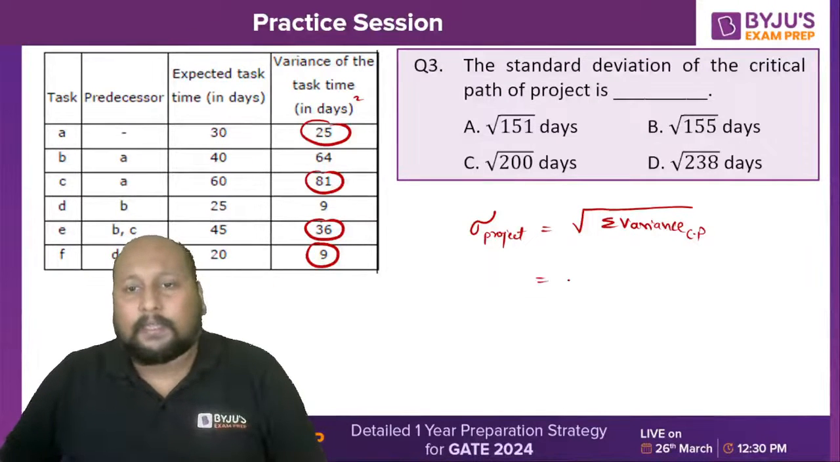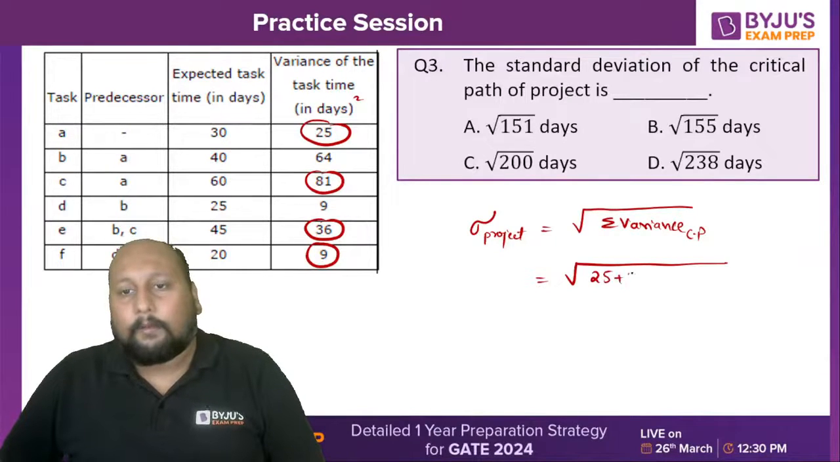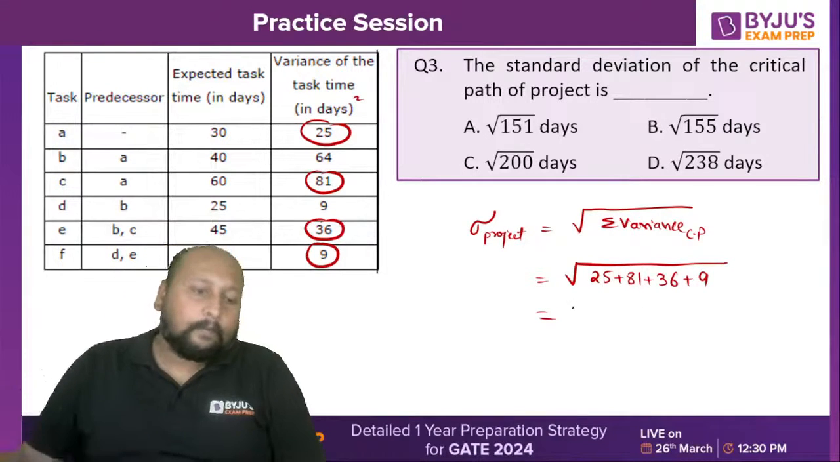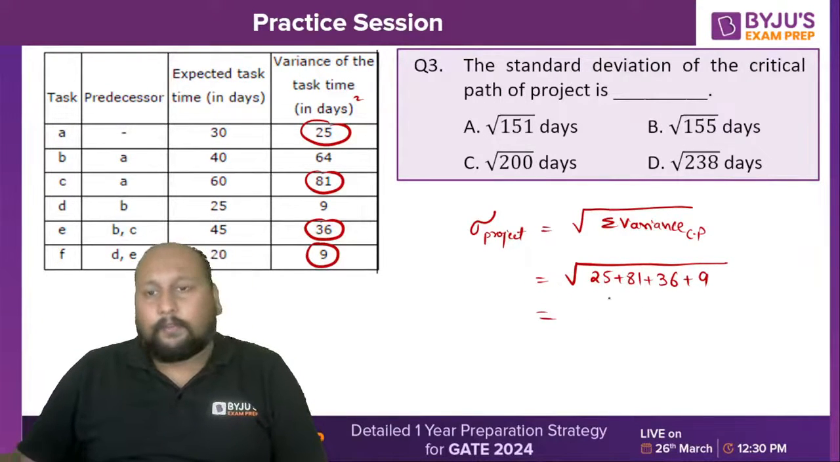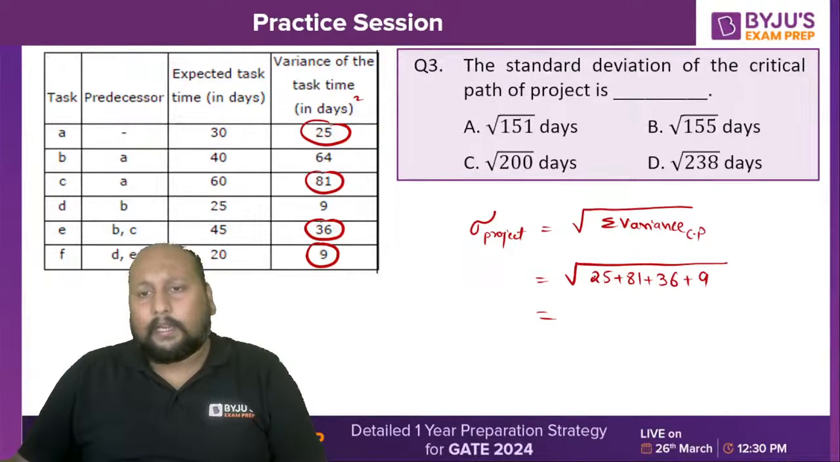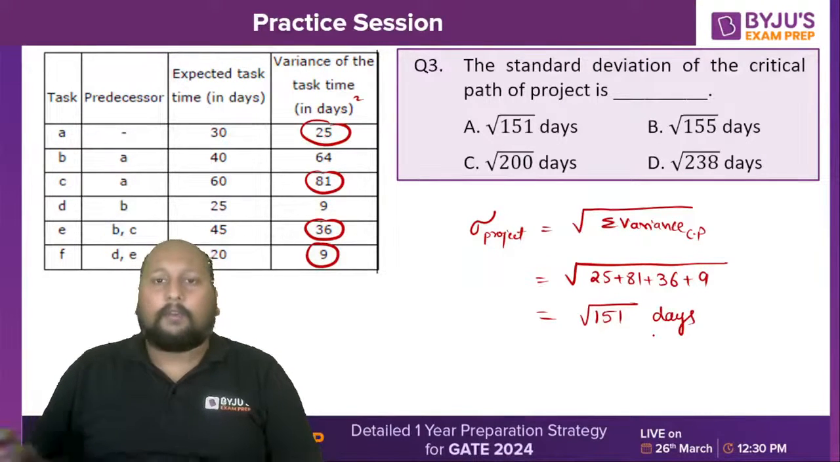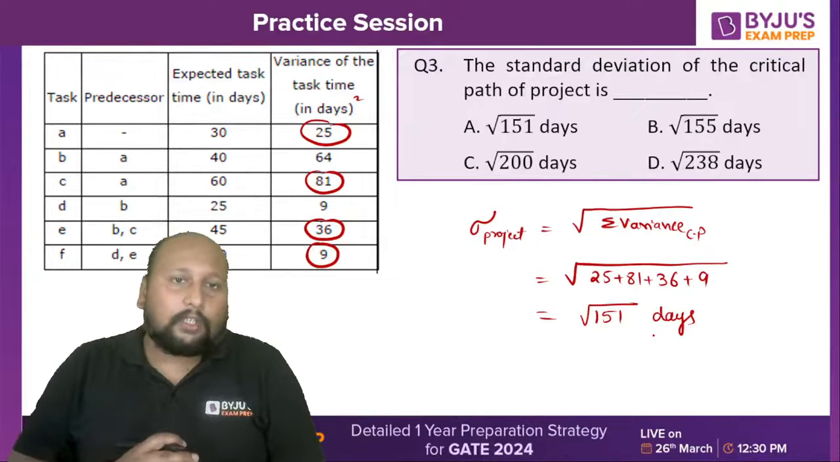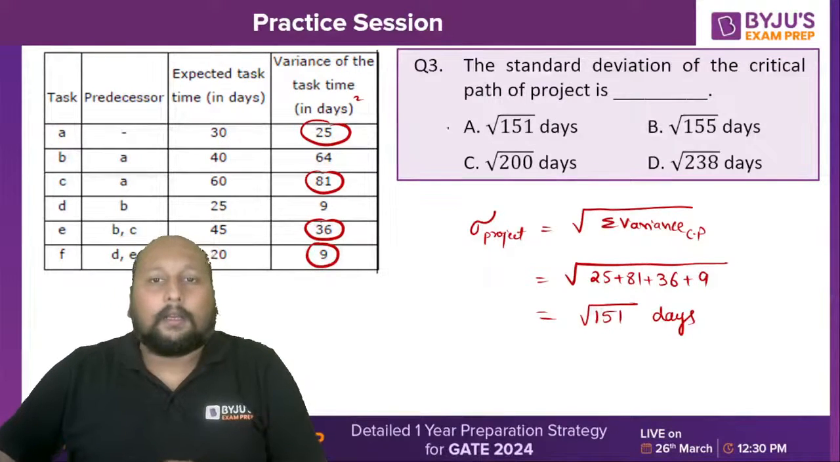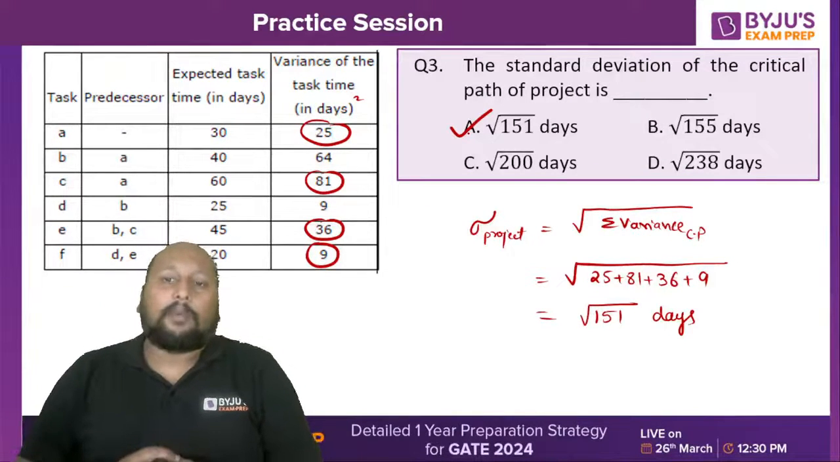So I can simply say the standard deviation will be equal to the square root of 25 plus 81 plus 36 plus 9. So what value are you getting? Simple. It will be 90, 90 plus 25 is 115, plus 36 is 151. So under root of 151 days. Fine. So the standard deviation of this particular pathway comes out to be root 151.